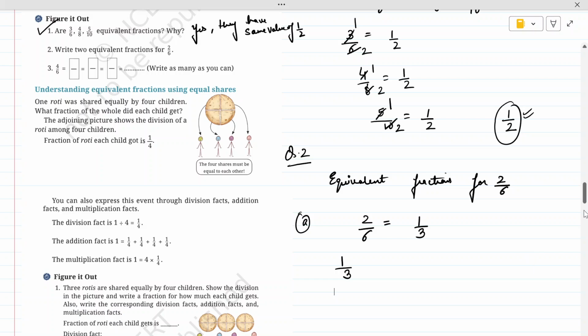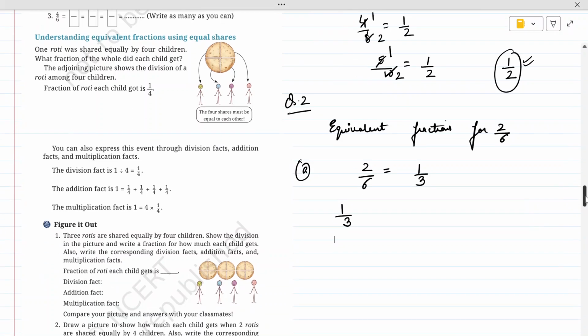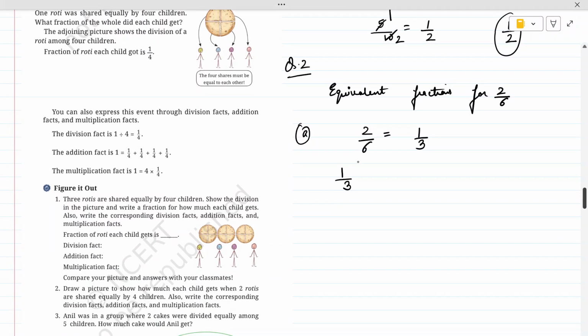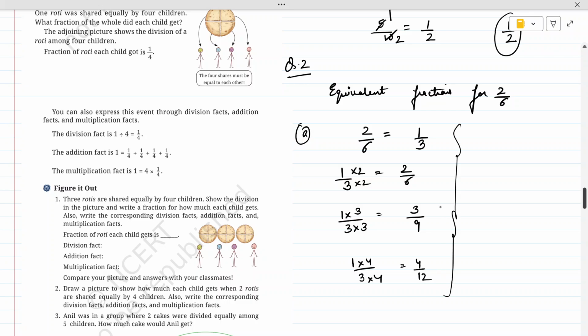How we have to do? We have to multiply both the numerator and denominator with the same number, right? If I multiply this with 2, I will get the same 2 by 6. If I multiply this with 3, then we'll have 3 by 9. Then multiply both the numerator and denominator with 4, we will get 4 by 12. Okay? And if you don't want to reduce it, that's also fine. You can also start simply from here. We have 2 by 6. We want to find the equivalent fractions.